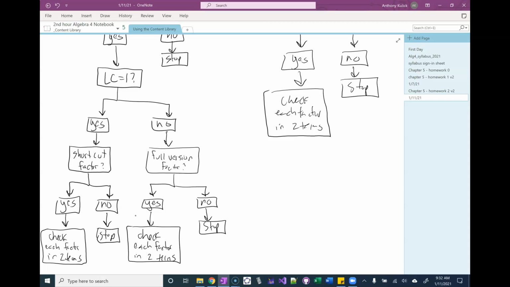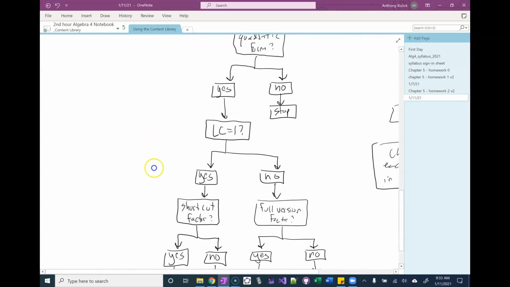Okay. And the last thing we have to do is fill in the two-term branch then, right? So let's go over there.